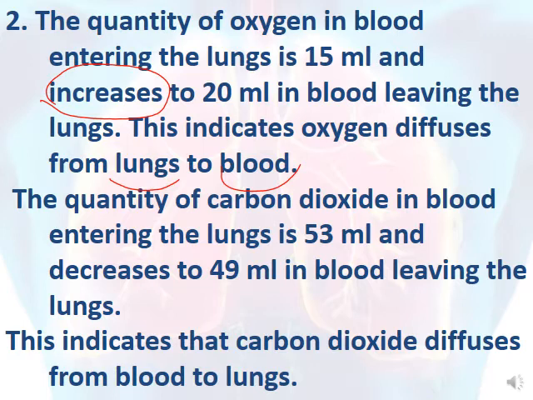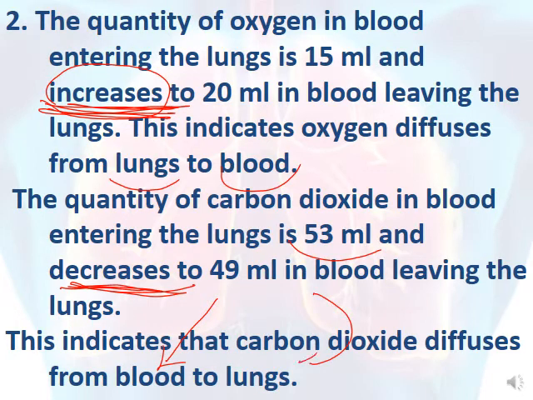While the quantity of carbon dioxide in blood entering the lungs is 53 milliliters, and it decreases. Pay attention here: increases and decreases. Okay, and the interpretation is analysis plus indication: to 49 milliliters in the blood leaving the lungs. This indicates that the carbon dioxide diffuses from the blood, a medium rich in carbon dioxide, to the lungs, a medium poor in carbon dioxide.